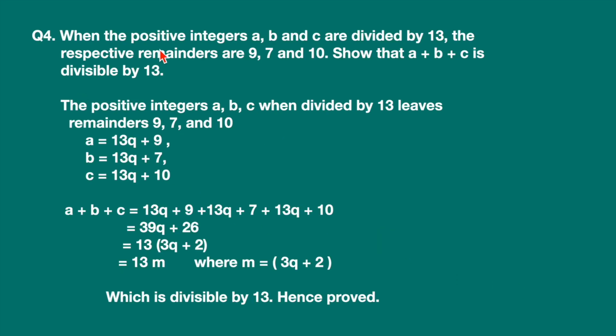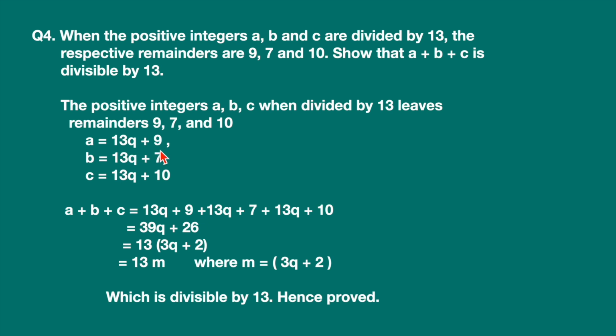Question 4. When the positive integers a, b, c are divided by 13, the respective remainders are 9, 7, 10. Show that a plus b plus c is divisible by 13. So these are the positive integers. When divided by 13, they leave remainders 9, 7 and 10. So let's write down the first lemma. A is equal to, it's divided by 13, so 13q plus the remainder.